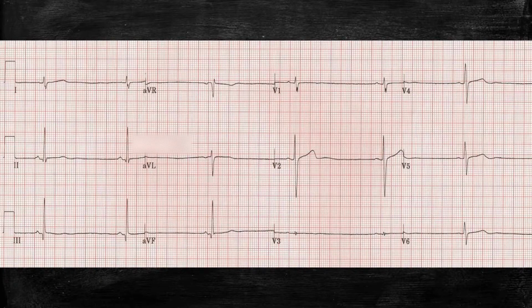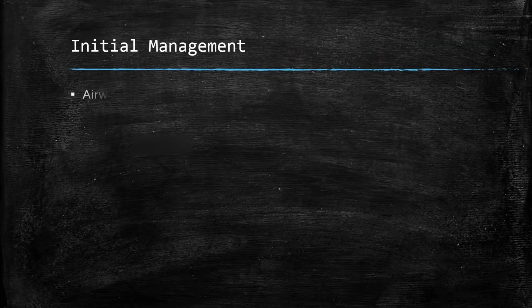So here we have an ECG showing sinus bradycardia with a rate of 35 beats per minute, with everything else looking quite normal. Initial management, as always, is to support the airway, providing oxygen if required.